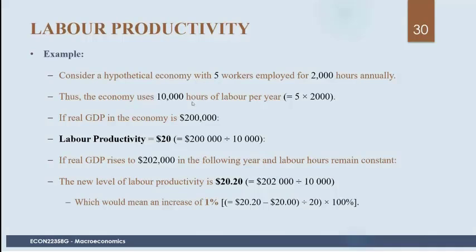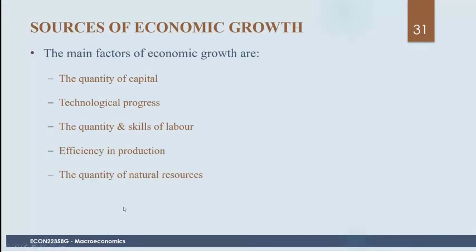So now, if we calculate productivity, it's going to be 202,000 divided by 10,000. And so the productivity now is 20.2 per worker per hour. And that represents an increase of 1%. Okay, we already talked about this, but these are the things that are behind our potential output. And so any improvement in these things will change our potential output and our factors of economic growth.